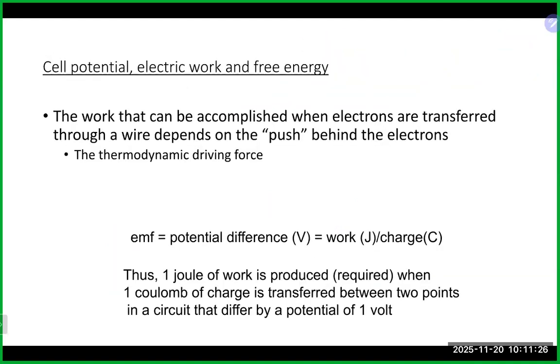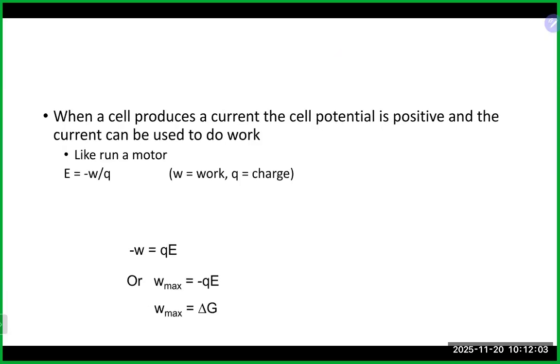Now, we're talking about cell potential, electrical work, and free energy to tie it back to our friend delta G. The work that can be accomplished when electrons are pushed or transferred through a wire depends on the thermodynamic driving force, which is our delta G. One EMF potential difference or voltage is equal to a joule divided by a coulomb. So 1 joule of work produced between different points has that potential of 1 volt.